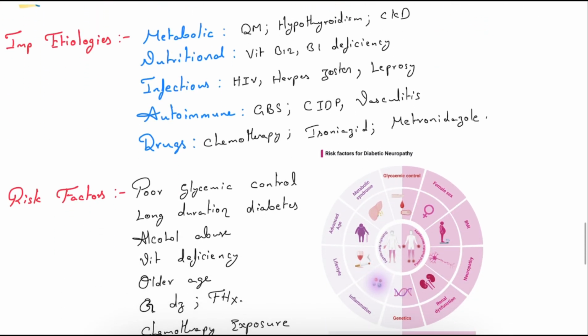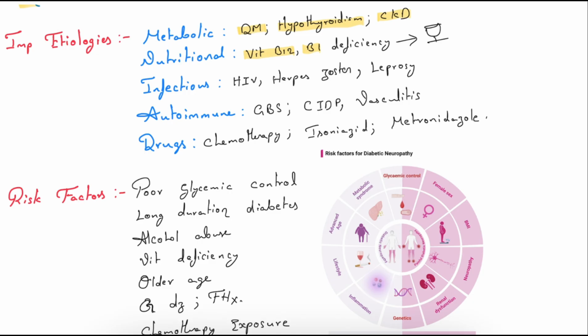Next, we can see some immunological important causes. For example, in metabolic we have to focus on diabetes mellitus. That is the most common cause of neuropathy. Next one, hypothyroidism and chronic kidney disease. So these are the three things we can see in metabolic. Next one, nutritional. In nutritional causes, we can see vitamin B12 deficiency and B1 deficiency. Why will people get B1 deficiency? Because of more amount of alcohol consumption.